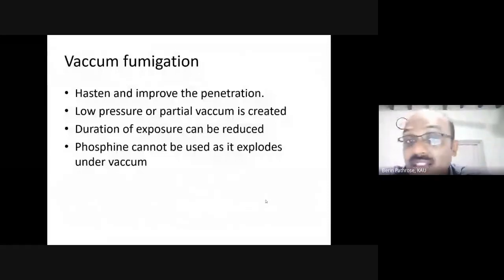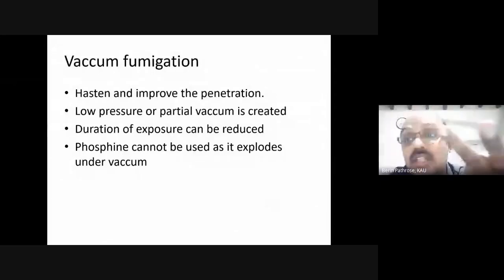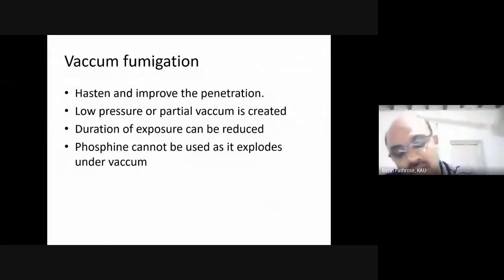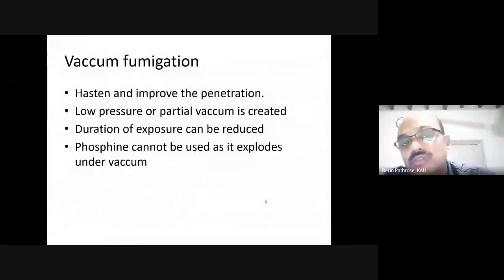It will hasten and improve the penetration, and a partial vacuum is created. Another advantage is that the duration of exposure can be reduced, because the fumigant will penetrate quickly. But aluminum phosphide, which releases phosphine gas, cannot be used for vacuum fumigation because under vacuum it explodes. So we usually don't recommend aluminum phosphide under vacuum fumigation.